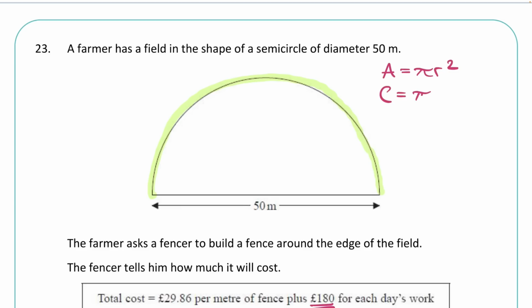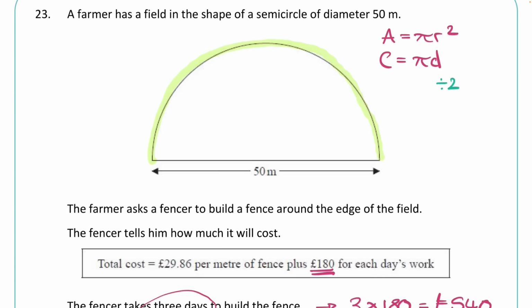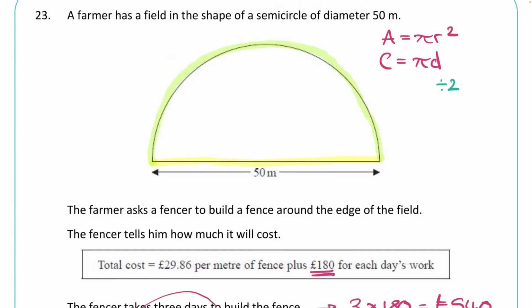Now that part of the circumference there, we'll use the formula. Circumference is equal to pi times the diameter. But of course, it is only half of a circle, so we're going to need to remember to divide that by 2. I'm going to just write here, divide by 2 next to it, just so I don't forget. Once I've worked that out and I have the curved part, I also have this straight line here. Of course, that is just 50, but I do need to add that on as well because I have that part of the field which will need the fence too.